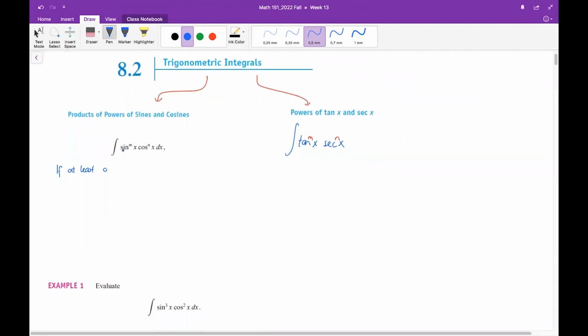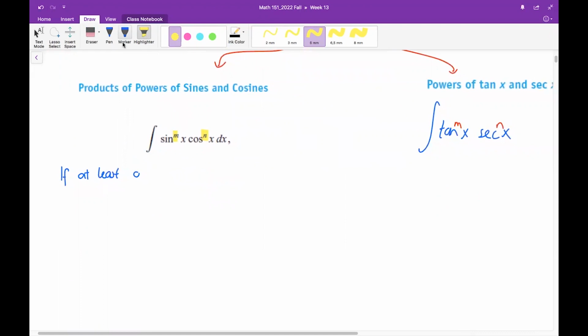We study trigonometric integrals in these two main cases. If we concentrate on this type of integrals, where you try to integrate products of sine and cosine of any powers, we can divide this case also into subcases. So let's first concentrate on the case where at least one of the powers, m or n, is odd. Let's try to understand what happens in this case.